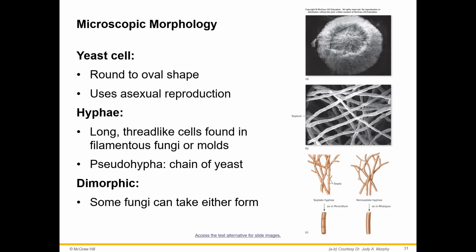Dimorphic means that some fungi can take either form. For certain species, especially medically relevant species of fungi, if you incubate them at body temperature, they're going to grow as the yeast form. So they're going to be single-celled and look like the yeast form. If you grow them at room temperature, they're going to grow in the mold form, so they're going to look fuzzy. And that same organism is the same species. So it's kind of crazy if you think about it. Just the incubation temperature can change how those organisms grow.